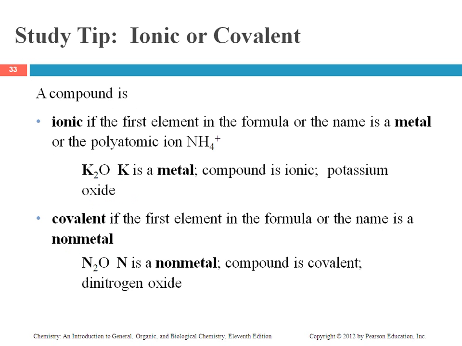Okay, just a reminder, a compound is ionic if the first element in the formula is a metal or the polyatomic ion ammonium, because it's the only one that has a positive charge, and it's also going to be bonded to a nonmetal. Okay, so an ionic bond is a metal and a nonmetal. And then for a covalent, we're going to have two nonmetals, and this is when we use the prefixes.